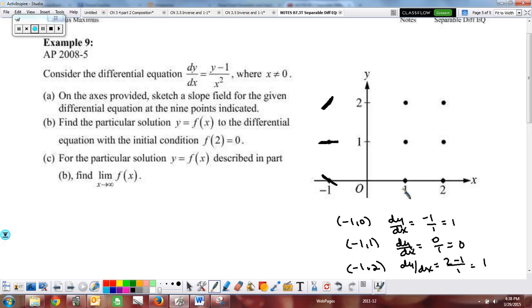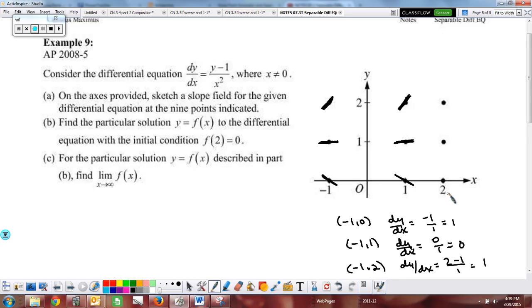Then I try 1, 0. And when I put in 1, 0, well, that's still going to be -1. So I start to see a pattern. If I put in 1, 1, that is still going to be 0. If I put in 1, 2, that is still going to be +1. Why? Because the only thing I changed was the x, and 1 and -1 when you square them are the same. Now we get to 2.